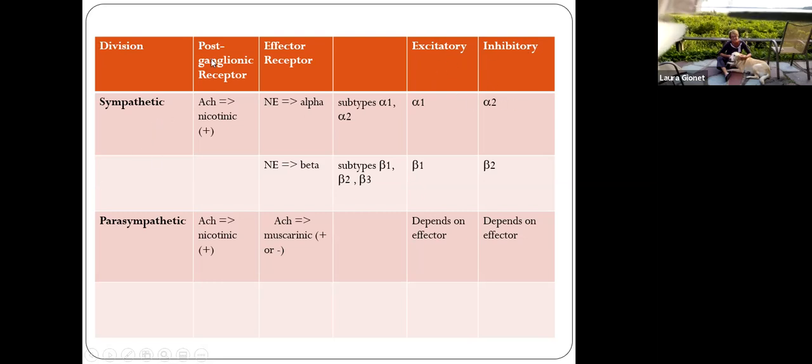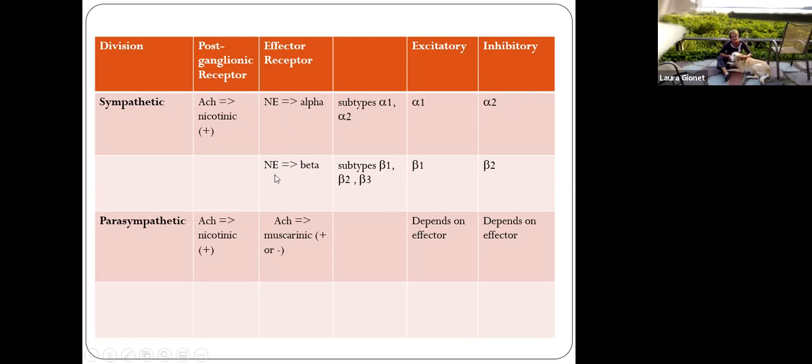So sympathetic nervous system, the postganglionic receptor. We are releasing acetylcholine, so the receptor is nicotinic and it's always excitatory. That's the plus. Then we release norepinephrine at the second neuron, the postganglionic neuron, to the effector organ. We release norepinephrine and the receptor, if it's an alpha receptor, we have two classes. We have an alpha 1 and an alpha 2 going straight across from left to right. If you have an alpha 1, it's an excitatory response. If you have an alpha 2 receptor binding to norepinephrine, it's an inhibitory response.